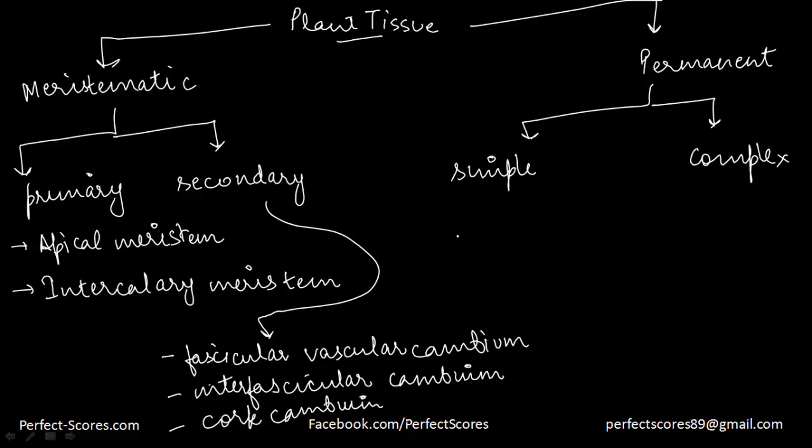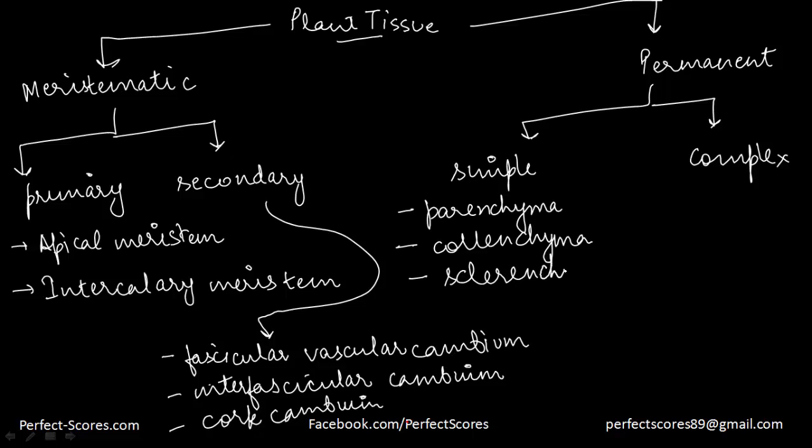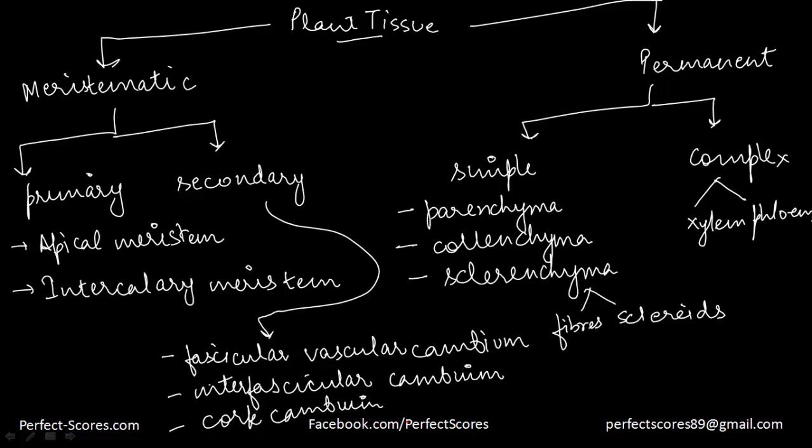Coming to the permanent tissues, the simple ones are of three types: Parenchyma, Collenchyma, and Sclerenchyma. Now Sclerenchyma is further of two types. One is fibers and one is sclereids. Coming to the complex permanent tissues, they are of two types. One is xylem and another one is phloem.